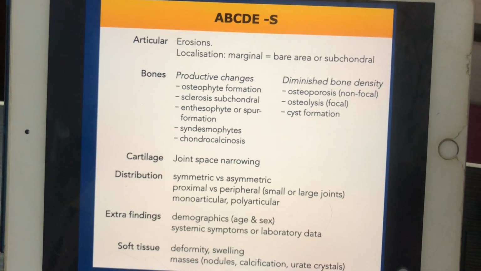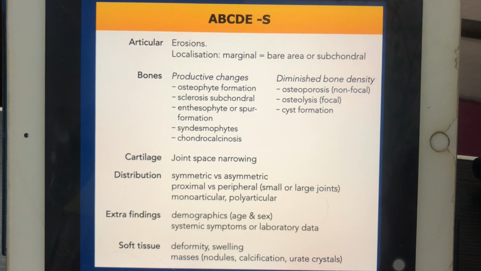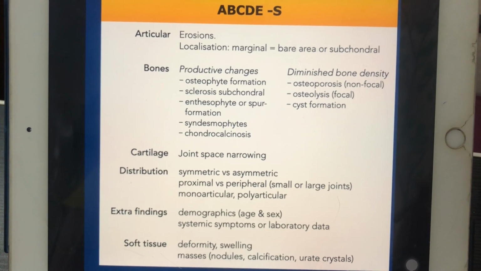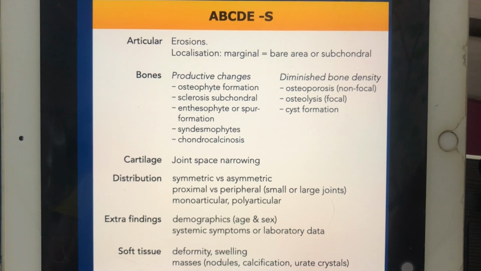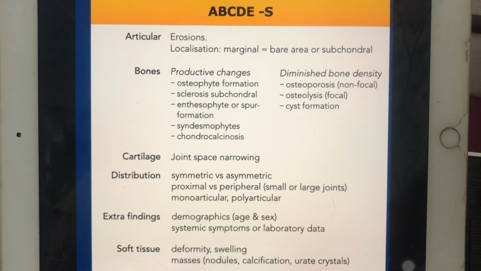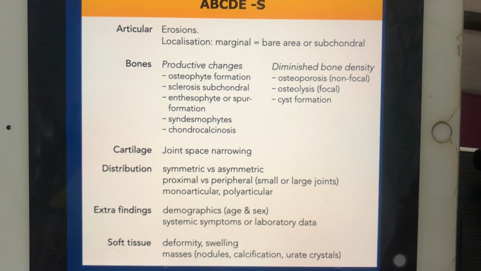Now we'll be quickly going through each specific type of arthritis. We'll be discussing them under these broad headings for the sake of uniformity. A for articular, where we'll be discussing whether there are erosions or not, and if they are present, what is the type of erosion, whether they are marginal or subchondral or central.